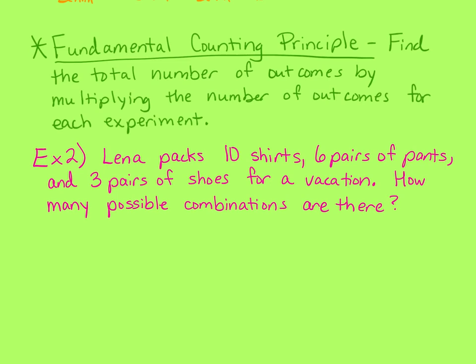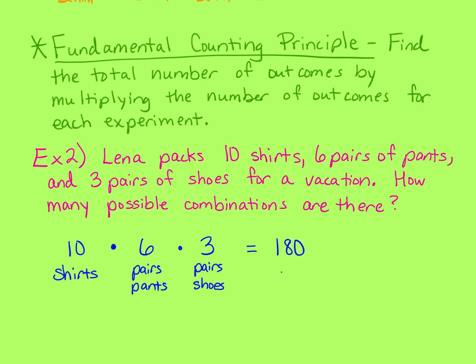So we can simply use the fundamental counting principle. How many possible combinations are there? Well, there are 10 possible shirts. We're going to multiply that by 6 possible pairs of pants times 3 possible pairs of shoes. And so 10 times 6 times 3 is 180. And so there are 180 possible combinations.